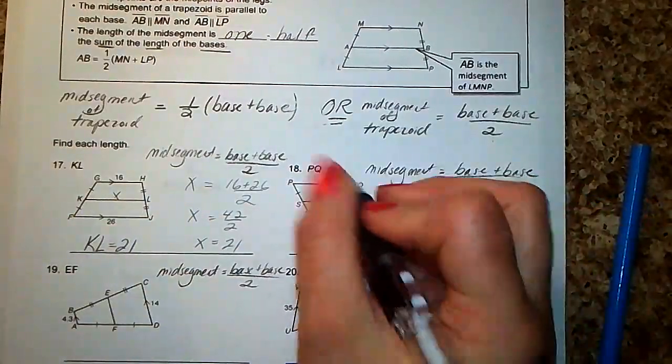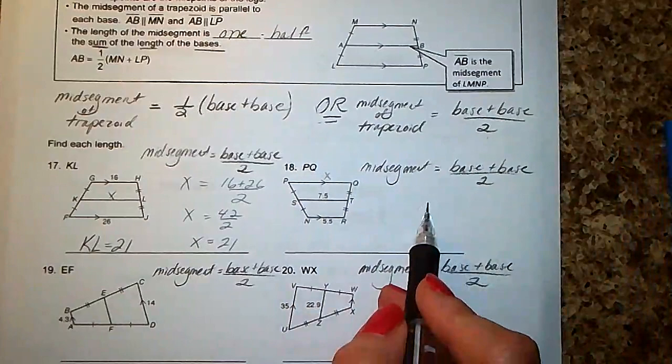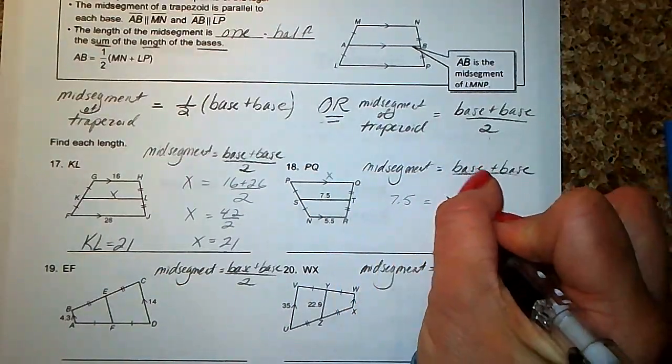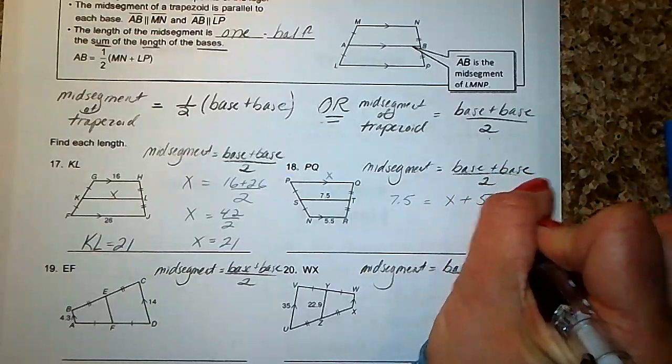Let's do the next one. This time we don't have PQ. I'm going to call that x. So let's set it up. 7.5 is the midsegment, is equal to the base plus the other base divided by 2.